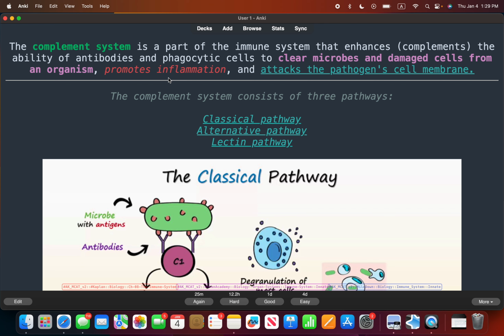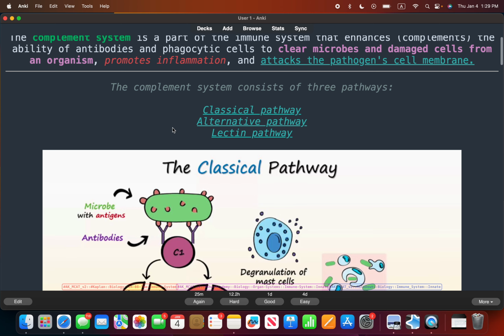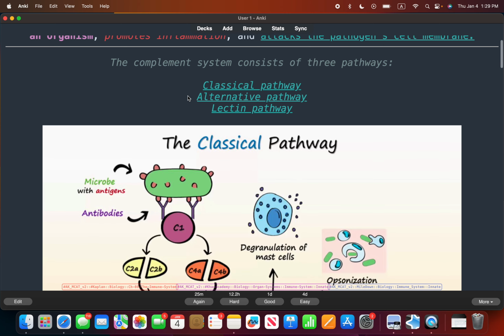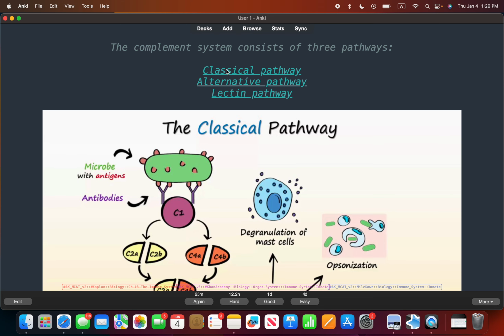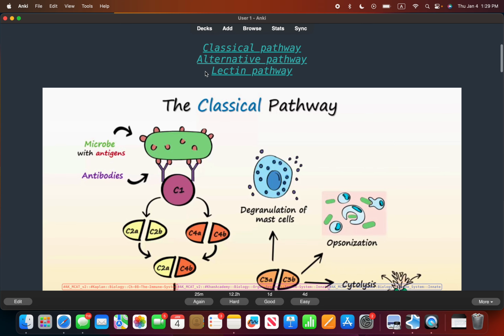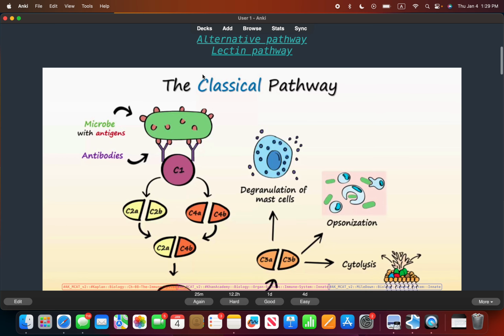It promotes inflammation. It attacks the pathogen's cell membrane. It attacks the cell membrane of the bacteria or the virus, right? The complement system consists of 3 pathways. There is the classical pathway, the alternative pathway, and the lectin pathway.